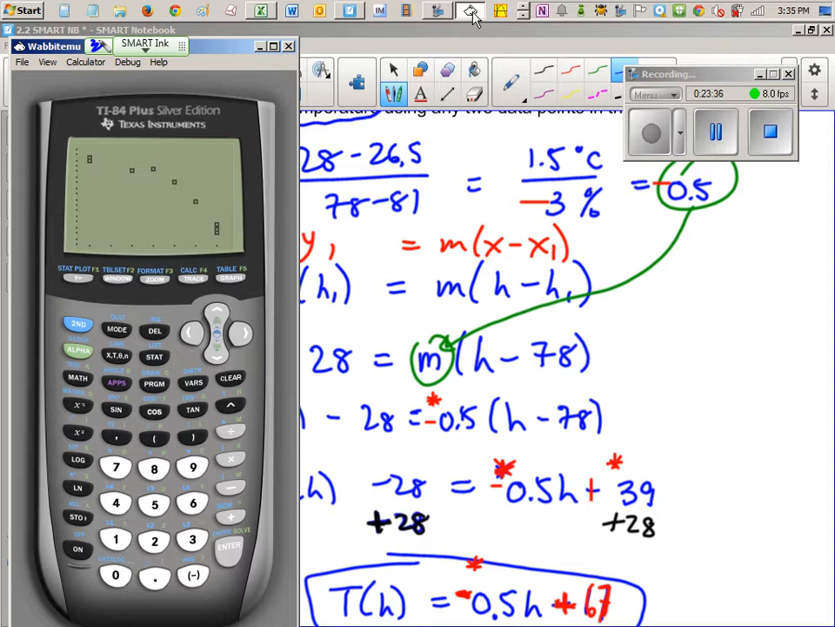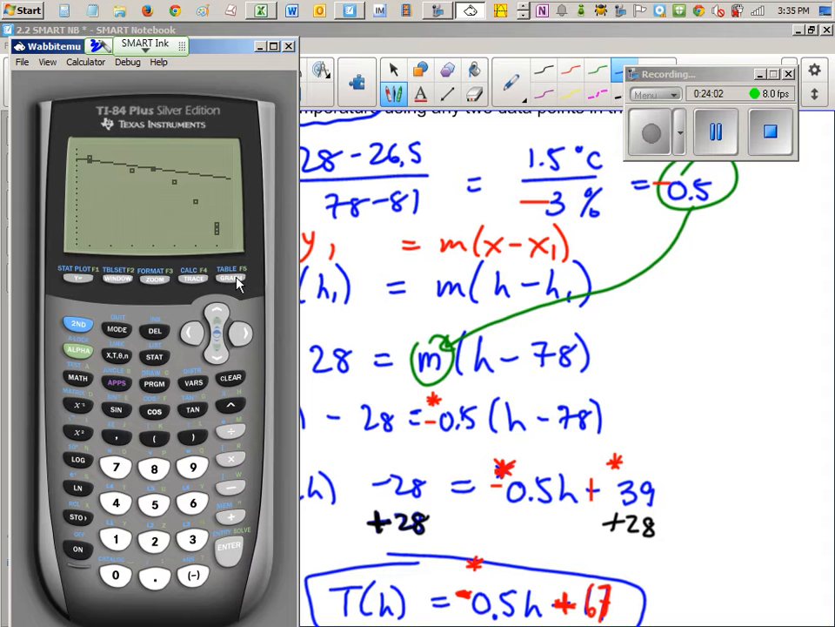Let's go back now and graph that thing. So to do that, we're not going to press stat plot. We're just going to press regular y equals. We're going to type this function in. We don't have an h button, so we'll just have to use x. So negative 0.5x plus 67, graph. Here comes our line. And now if you look at it, you realize, man, that is not a good fit of the data. That is not a good fit.